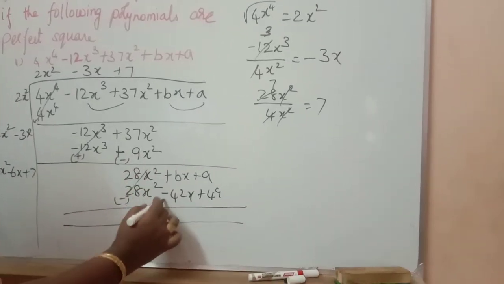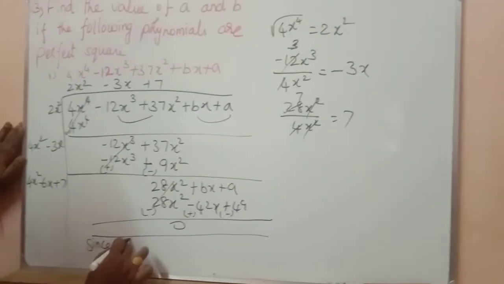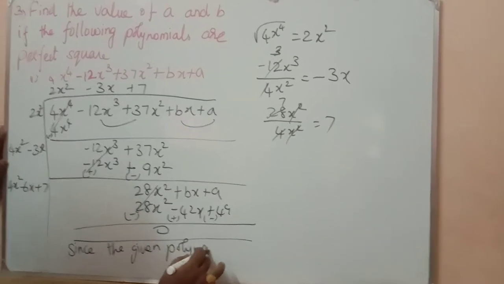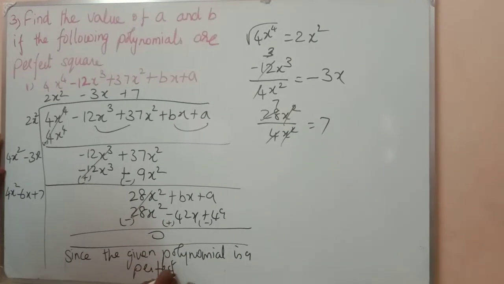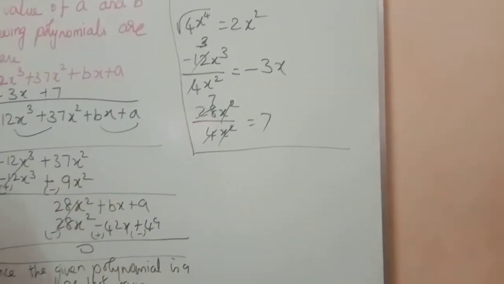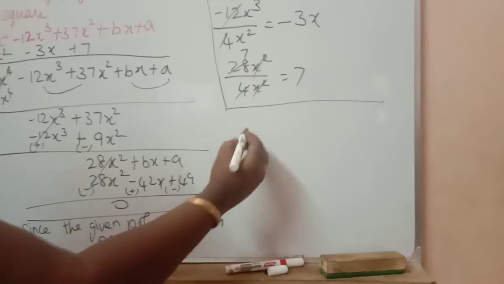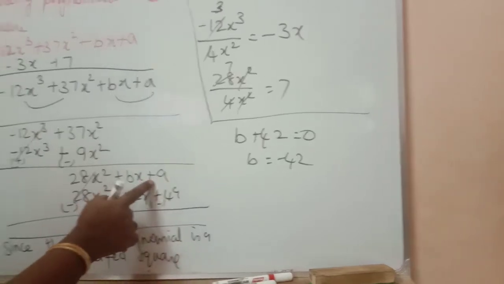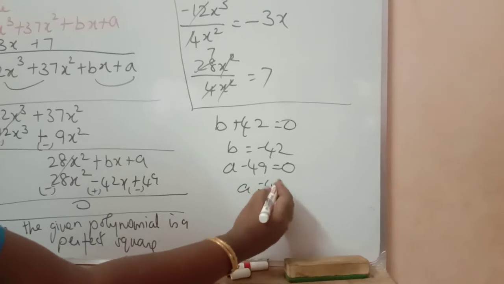We will change the sign. It will be cancelled. And it will become 0. This is a must, that we have to write the sentence: since the given polynomial is a perfect square. All these we have to do in the rough work. And after this step we have to write b and the new sign, consider the new sign. B plus 42 equal to 0, so b is equal to minus 42. A minus 49 is equal to 0, so a is equal to 49.